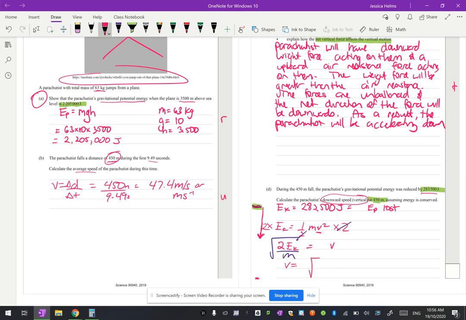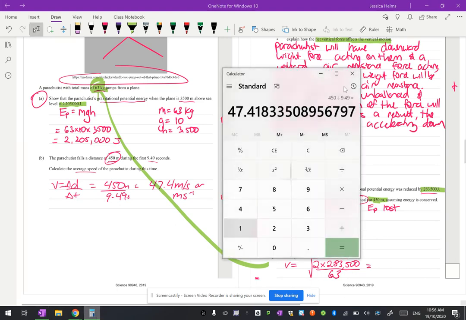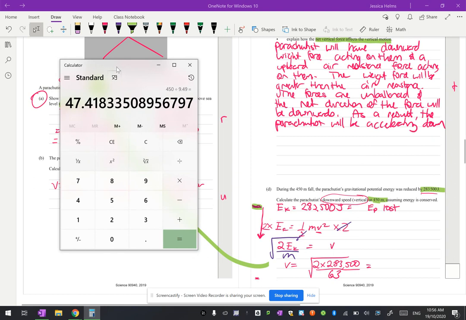So v is equal to the square root of 2 times 283,500, so that's our kinetic energy, divided by mass. And we know the mass from way at the beginning, all the way over here, is 63 kilos. So our mass is 63. So we can try and calculate this. Not totally sure if my calculator will do it here, but we'll give it a go.